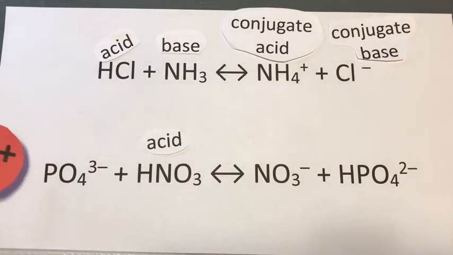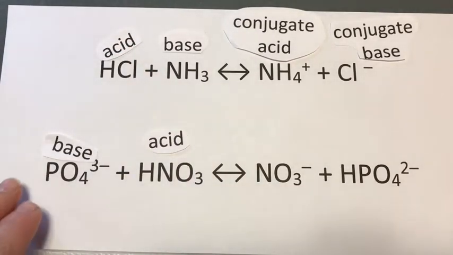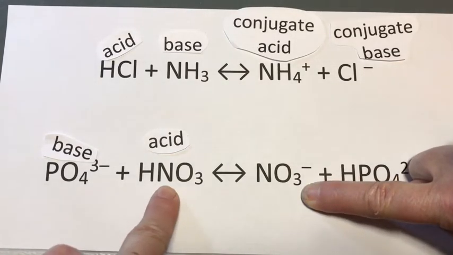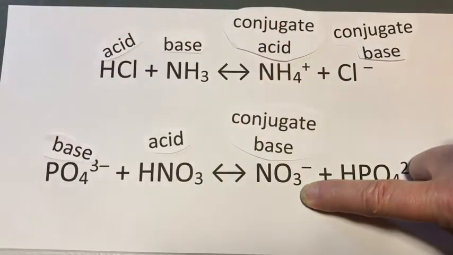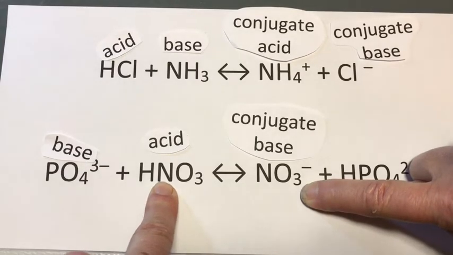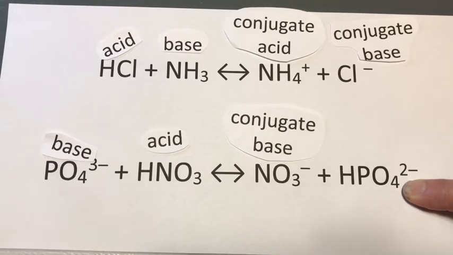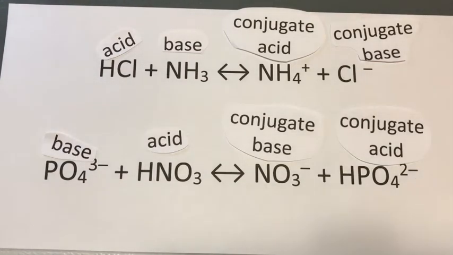Over here, it could accept the hydrogen. That becomes the base. Now we have NO3-. It is this molecule after it has lost its hydrogen ion. So it must be the conjugate base. The conjugate base is the acid minus H and a positive charge. This here is the same as the original base, but it's gained a hydrogen and a positive charge. So this becomes the conjugate acid.